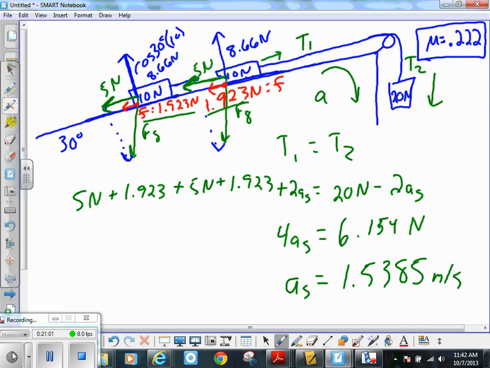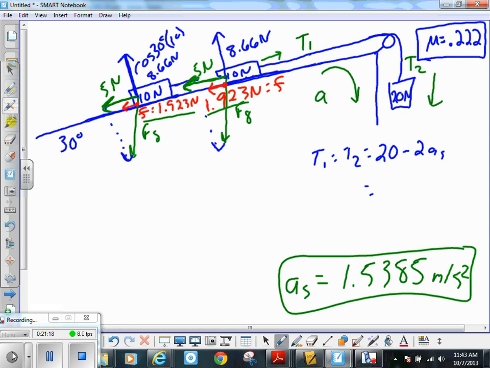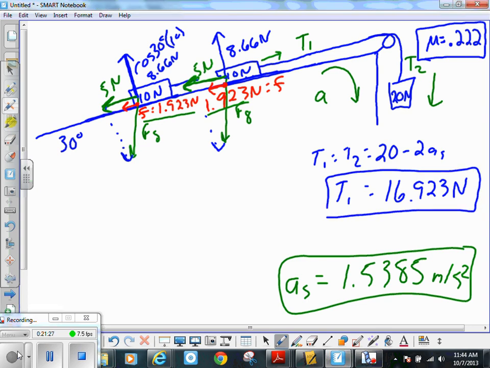So the acceleration of the system then is equal to 1.5385 meters per second squared. Okay, so now I just erased my tension, but tension 1 equals tension 2 equals 20 minus 2a. So in this case, these tensions equal then 16.923 newtons. And then our other tension, which I'll have to write in black, we'll just call this T3. So T3 then is equal to, well, we have to equal the force on the ramp, at least, so 5 newtons.